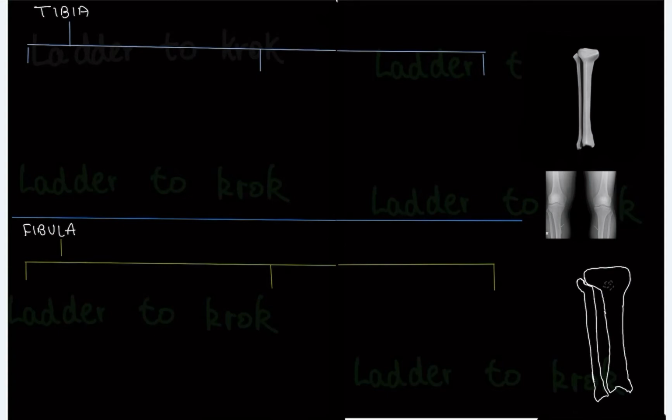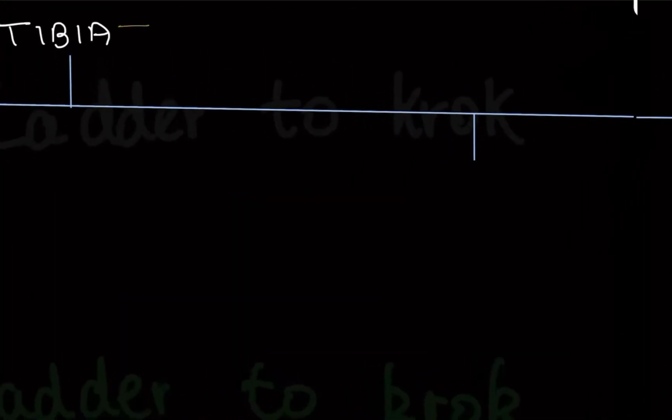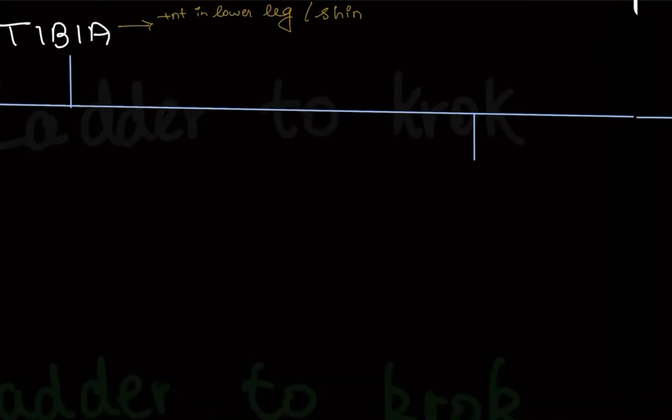So first let's start with the tibia bone. Where is it present? It is present in your lower leg. So write down: present in lower leg. And this lower leg is also known as shin. You should know this word shin because many times in the question they mention the lower leg as shin.